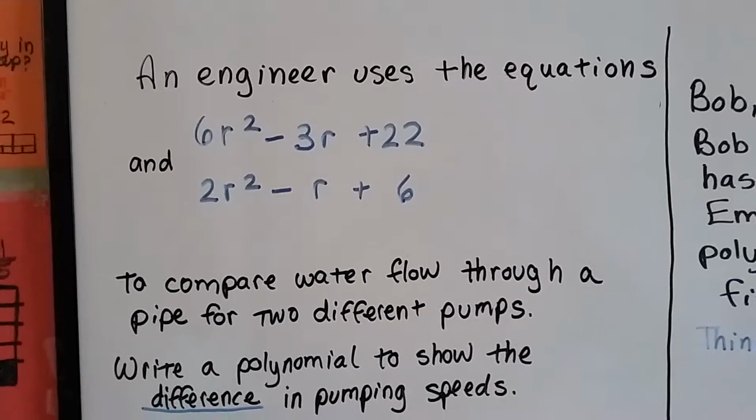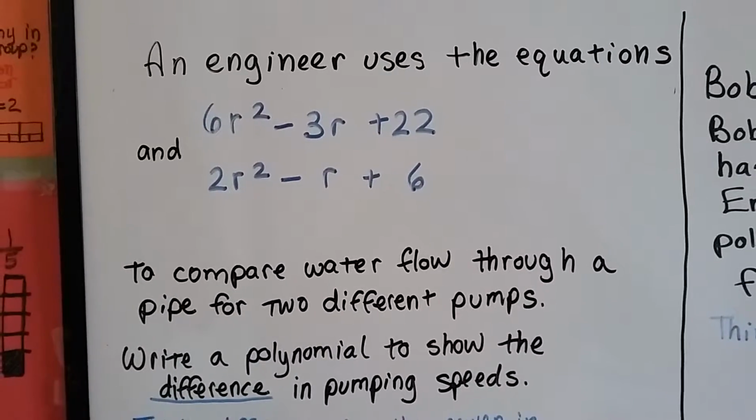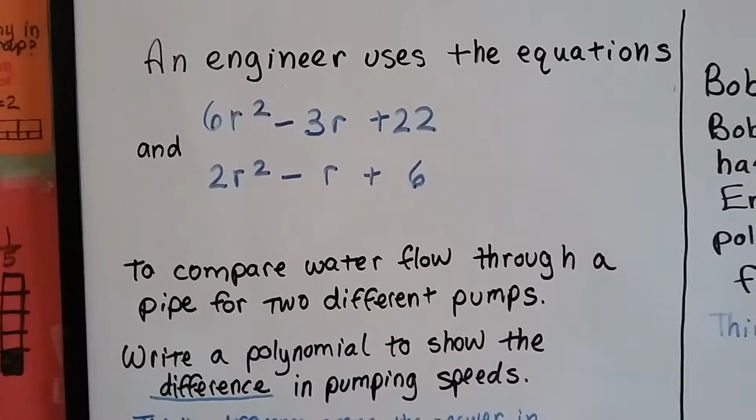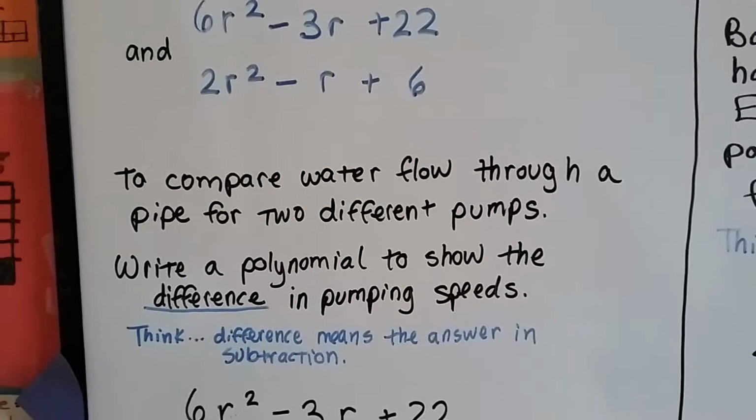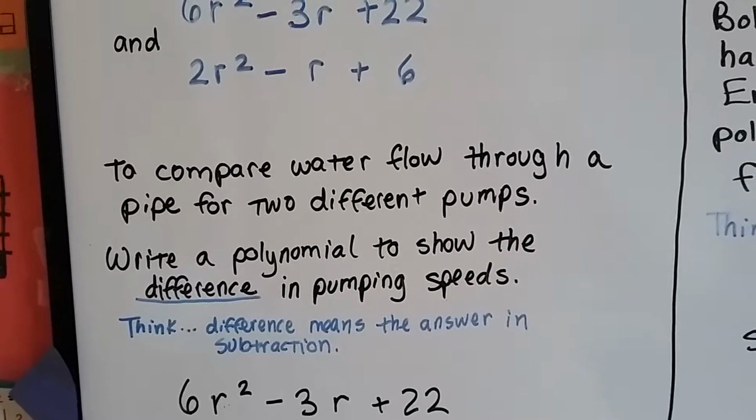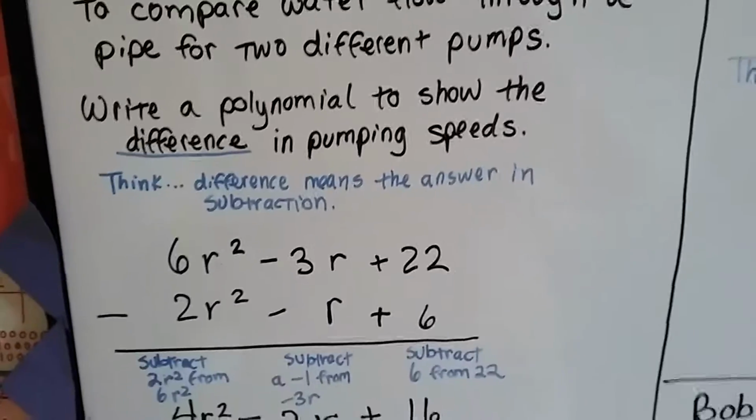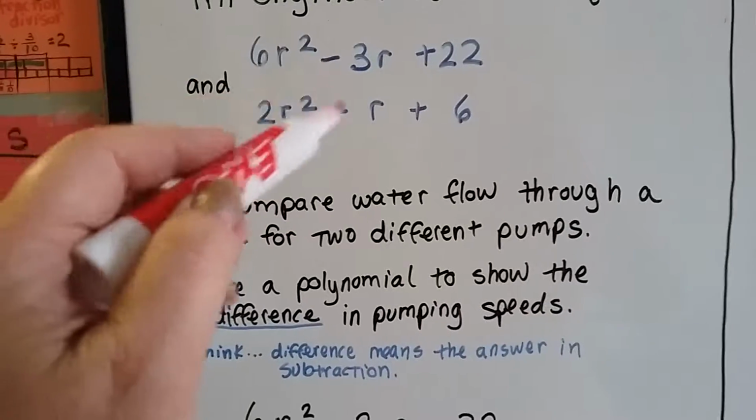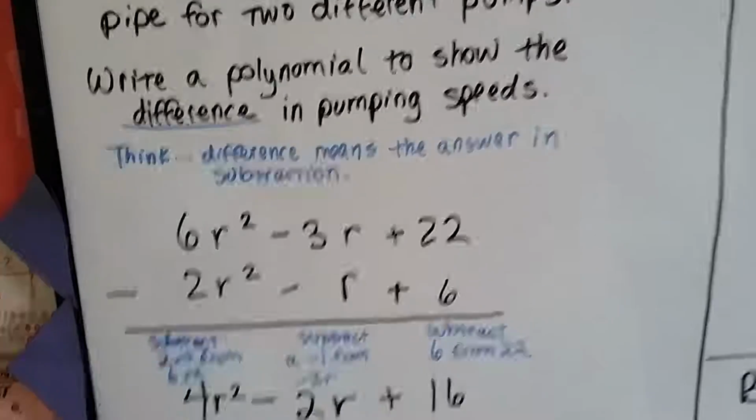An engineer uses the equations 6r squared minus 3r plus 22 and 2r squared minus r plus 6 to compare water flow through a pipe for two different pumps. Write a polynomial to show the difference in pumping speeds. So think, the difference means the answer in subtraction. So that means we need to subtract this one from this one, okay?